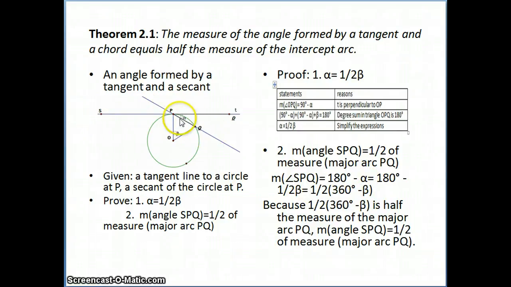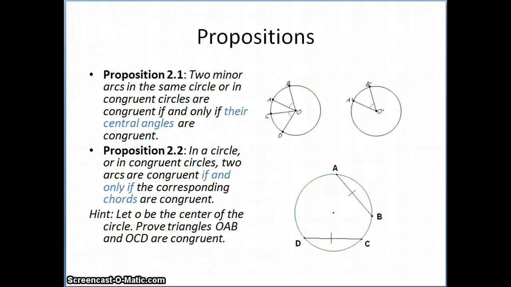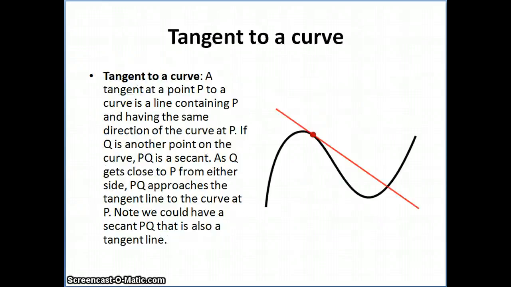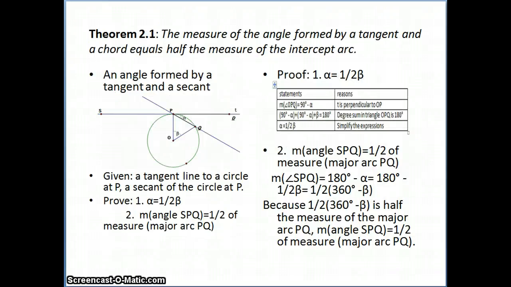Now we want to prove this angle is half of the major arc PQ. Again, by the definition of the measure of a major arc, if you want to go back a few slides, the measure of a major arc is 360 minus the measure of the central angle. So coming back here, the measure of this major arc will be 360 minus the central angle beta.